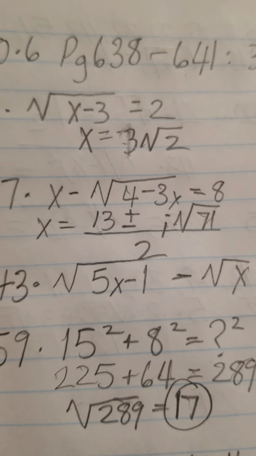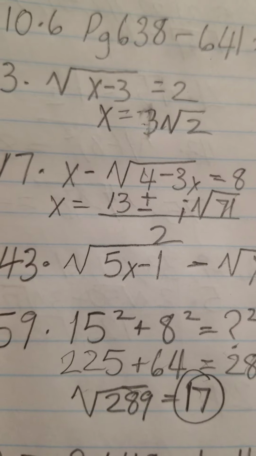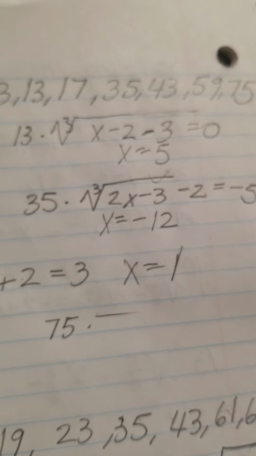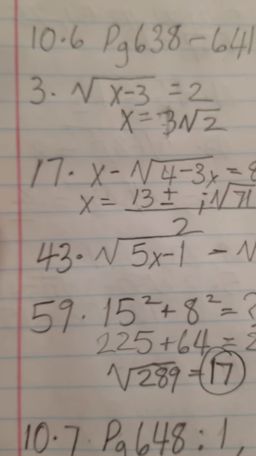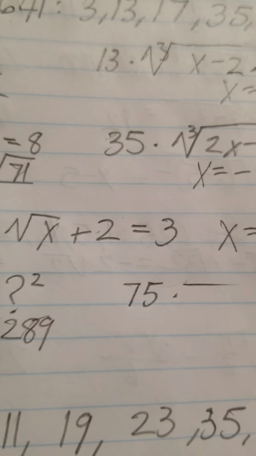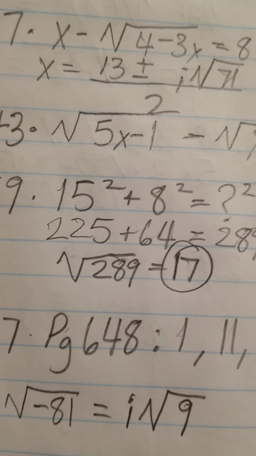17, 13 plus or minus i root of 71 over 2. 35, x equals 12. 43. x equals 1. 59.